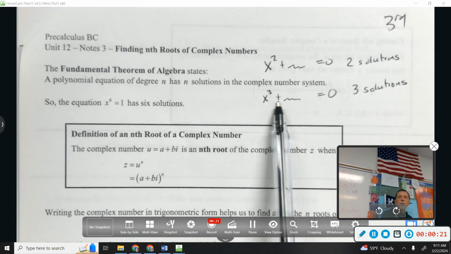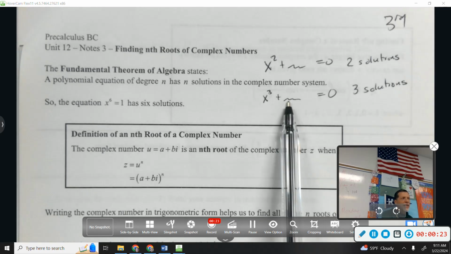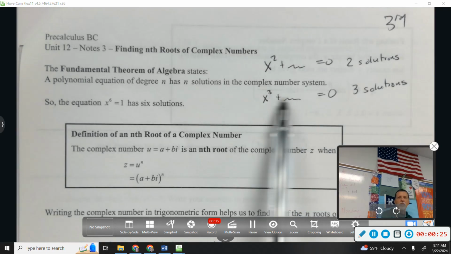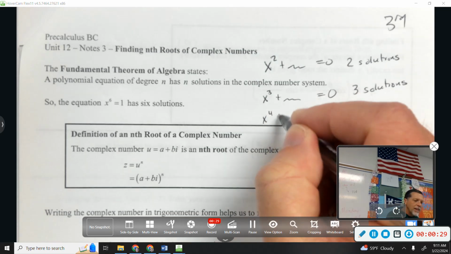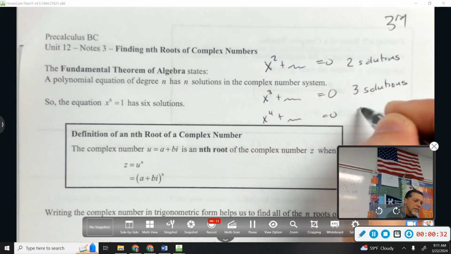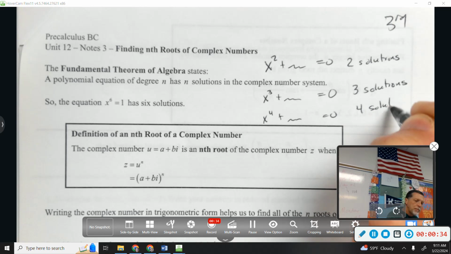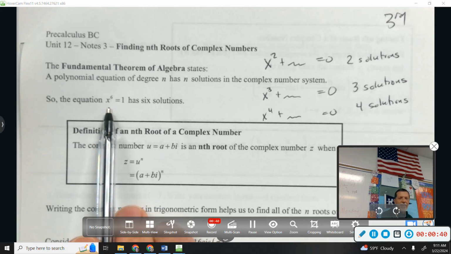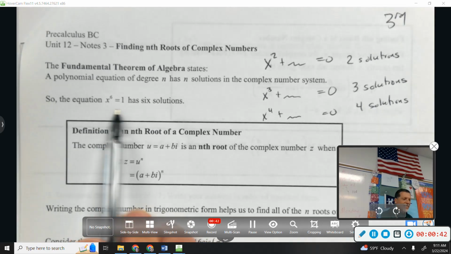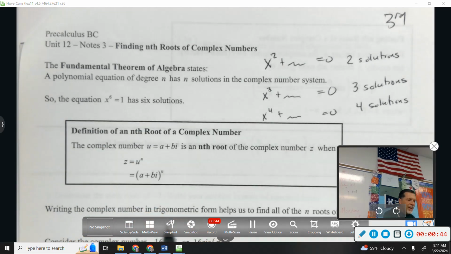There is a cubic formula. It's really complicated and it's multi-step, but you can always find those 3 solutions. Anything more than that, it's a whole lot more work to figure out what those solutions are. But x to the 4th is going to have 4 answers. And x to the 6th, even x to the 6th equals 1, has 6 solutions, which seems a little bit weird.